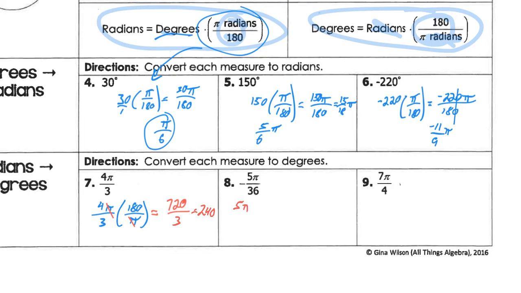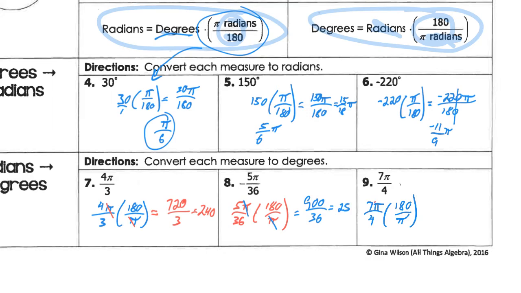So same thing with this, 5 pi over 36. Multiply that by 180 over pi. Keep the pi on the bottom to cancel out the pi's. Those will cancel. You have 5 times 180. And that's going to give us 900 over 36. So if we divide 900 by 36, it's going to come out to 25. So 25 degrees.